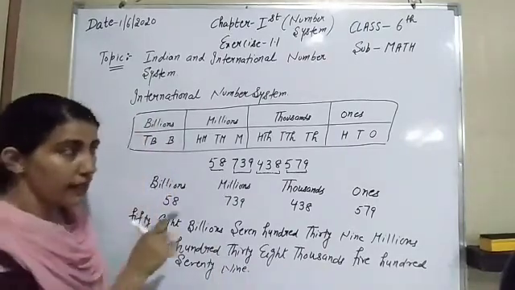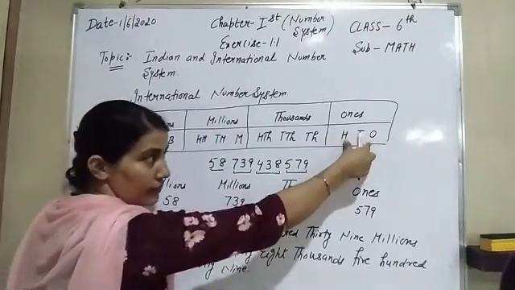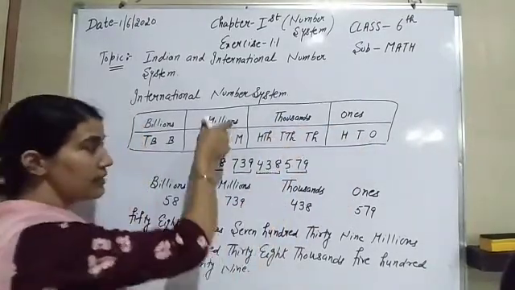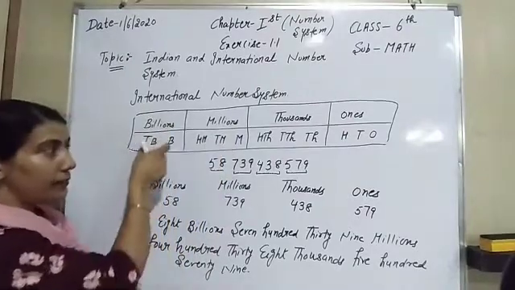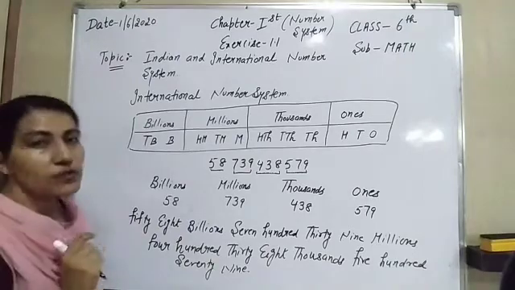I'm going to repeat this again. In the international number system, in the ones place you have to write 3 digits, in thousands you have to write 3 digits, in millions you have to write 3 digits, and in billions you have to write 2 digits. After that you can write it easily. Now come to the next question of this worksheet.